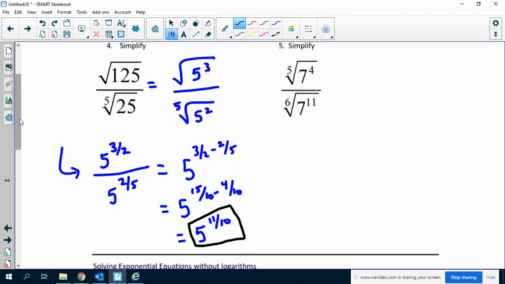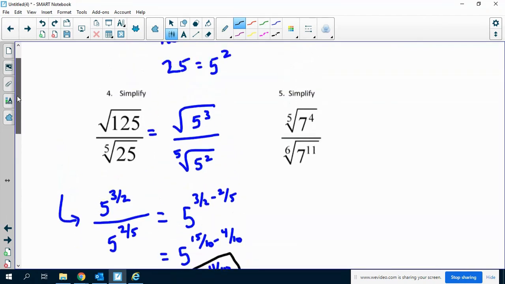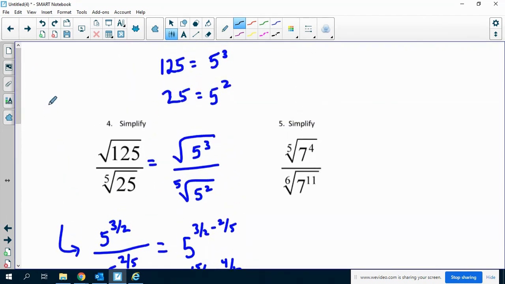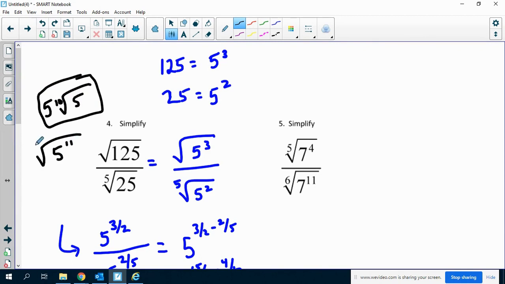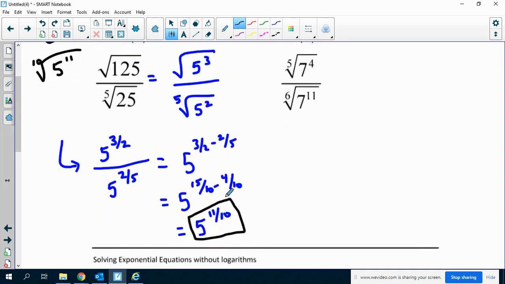If it wants it to remain in radical form, then I would have to rewrite it as 5 times the 10th root of 5, because I can pull out 1, because I can't write it as 5 to the 11th in the 10th root, because that would be too many 5s to keep on the inside. So that would be in radical form. This would be in exponential form.